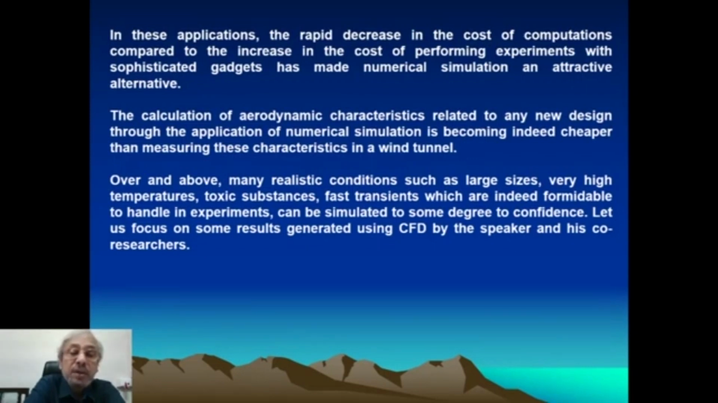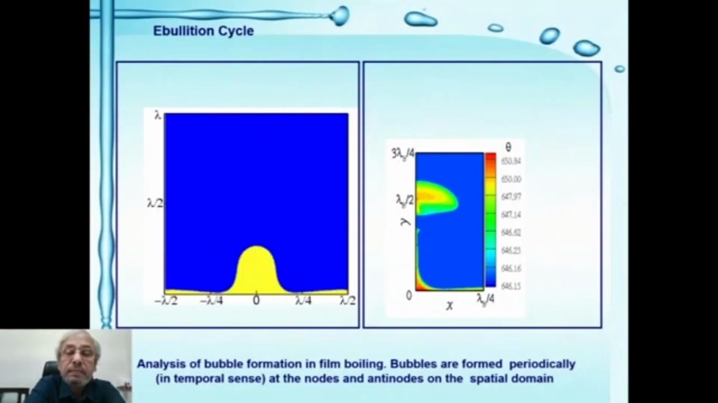Let us focus on some results generated using CFD by the speaker and his co-researchers. This is basically analysis of bubble formation in film boiling. Bubbles are formed periodically in temporal sense at the nodes and antinodes on the spatial domain.